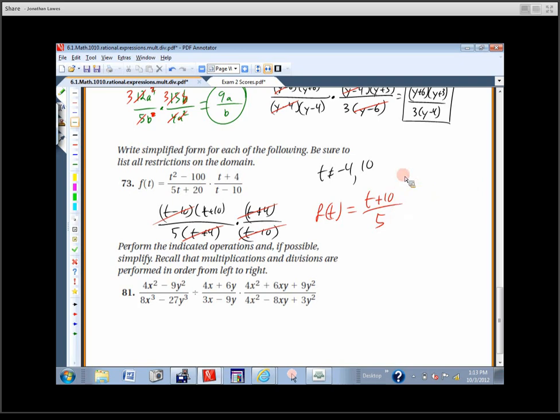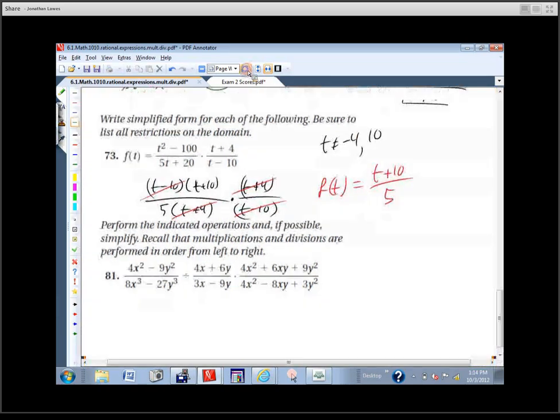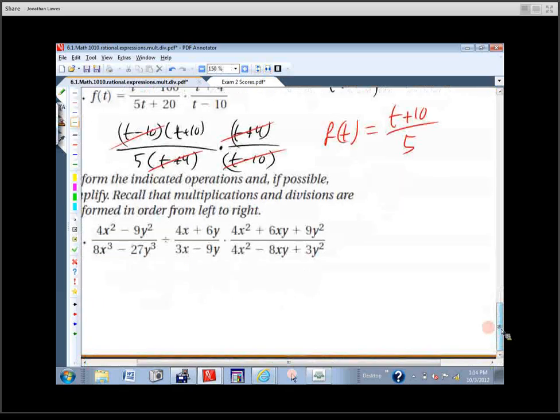I would say you can cancel factors, not terms. Okay. Ten's a term, 5's a factor. Okay. All right, let's take a look at the last one then.